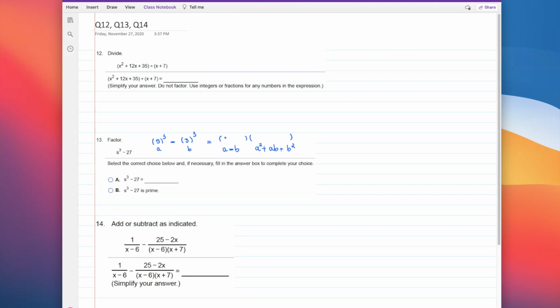So the first binomial factor is S minus 3, and the second one is S squared plus 3S plus 9. Then that's it. So it is not prime. Remember, a polynomial is prime when it cannot be factored at all.